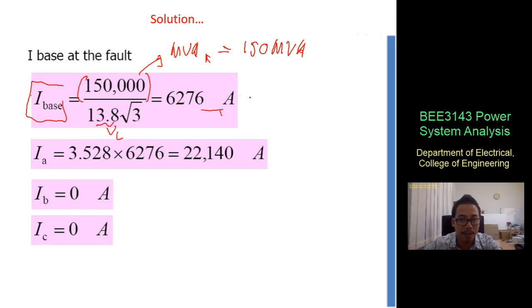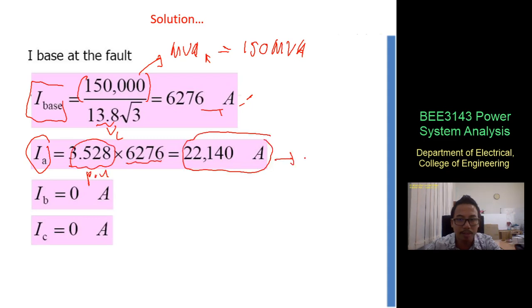This one is the I base, not the phase current yet. Then after that, we get the IA because we just multiply with the I base. So basically this is in per unit, and then we just multiply it, then we get 22,140 or 20.14 kVA.